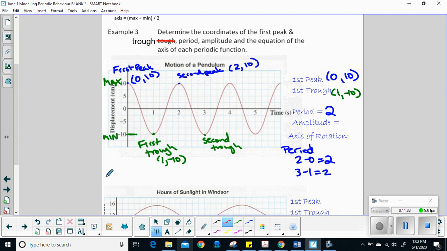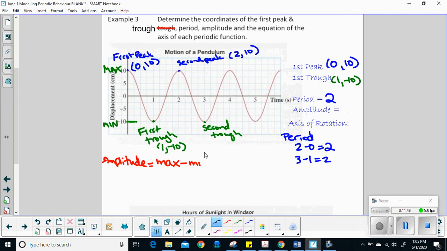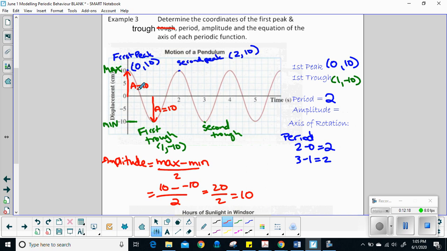Okay, so let's figure that one out. Amplitude. We said we take our maximum, we minus our minimum, and we divide that by 2. So our maximum is 10 minus a minimum, which is negative 10, divided by 2. So what does that equal? 10 minus negative 10 means I'm adding, which gives me 20, over 2, which gives me a total of 10. So my amplitude, I can draw it there or I can draw it there, and in both cases, it equals 10. Well, that makes sense.